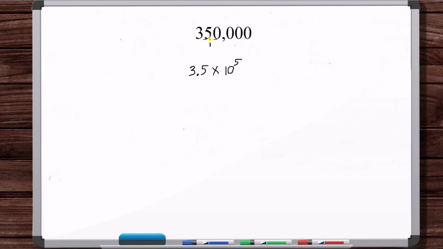Now we can't say 35 times 10 to the 4th. That's technically not scientific notation. Why? Because 35 is greater than 10. And similarly, if we did 0.35 times 10 to the 6th, that value would be less than 1. So this is the correct scientific notation.